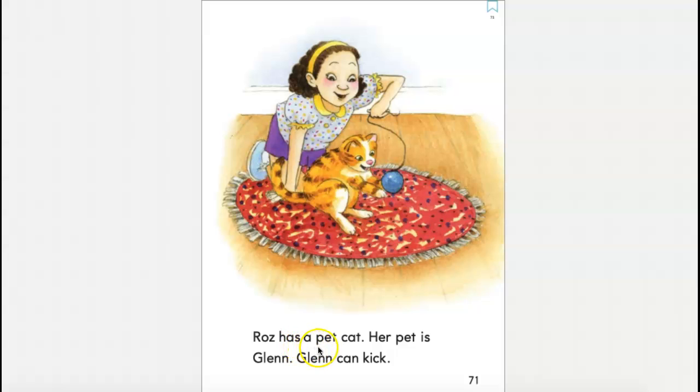Roz has a pet cat. Her pet is Glenn. Glenn can kick. So let's read that together. Roz has a pet cat. Her pet is Glenn. Glenn can kick. So Glenn is her pet cat.